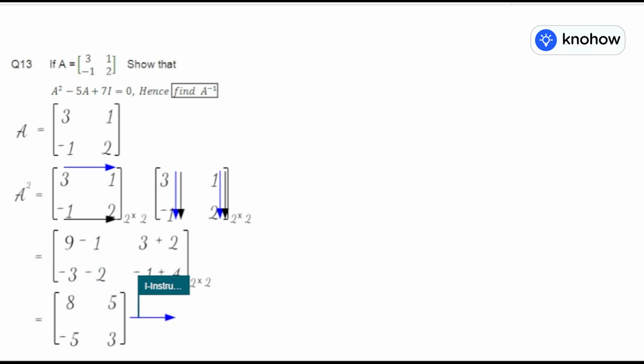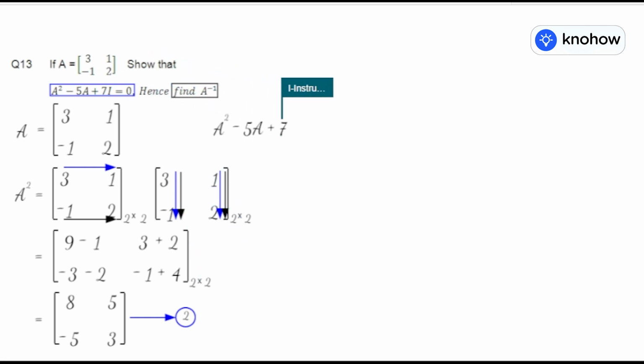Call it, say, second. Let me call the given relation to be proved, that is A square minus 5A plus 7I equal to 0, as 1. So this is 1, and we have to prove it. Now we have got the value of A square equal to 8, 5, minus 5, 3. Now what else do you want?